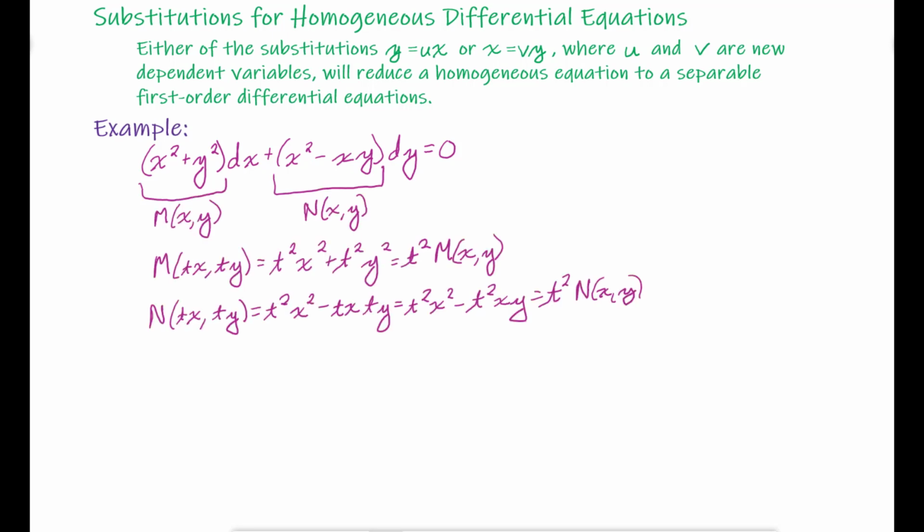And as you can see, M of tx, ty equals t squared M of xy, and N of tx, ty equals t squared N of xy. So both of these are homogeneous equations of degree 2. Consequently, this is a homogeneous differential equation. That means that we can use a substitution of y equals ux or x equals vy to simplify this into a separable first-order differential equation.